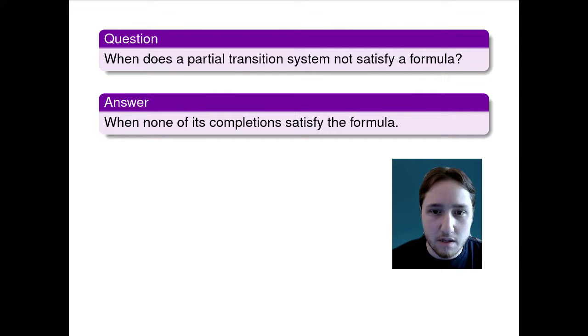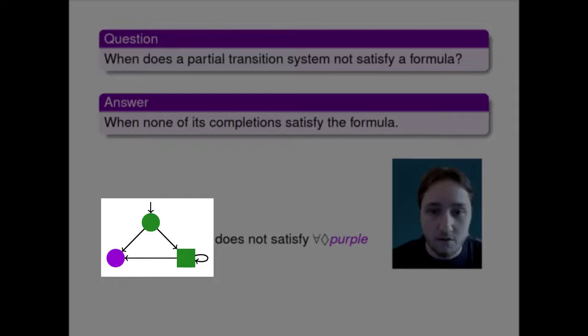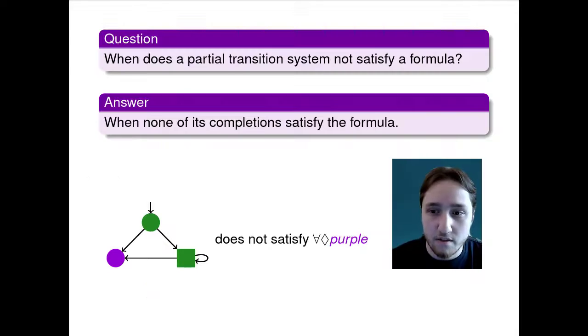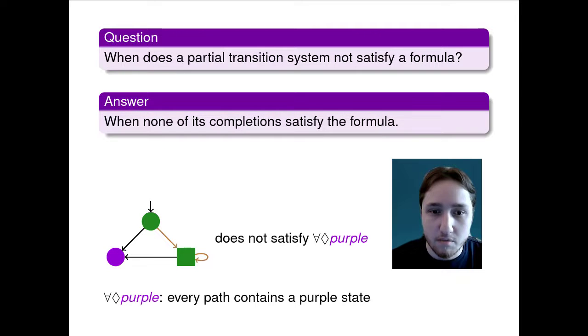If no matter how we complete the partial transition system, the formula is not satisfied in that completion, then we can conclude that the formula does not hold in the partial transition system. For example, this partial transition system satisfies this formula. The formula expresses that each execution path contains a purple state. No matter how we complete the partial transition system, this brown path will be part of the completion, and it does not contain a purple state.